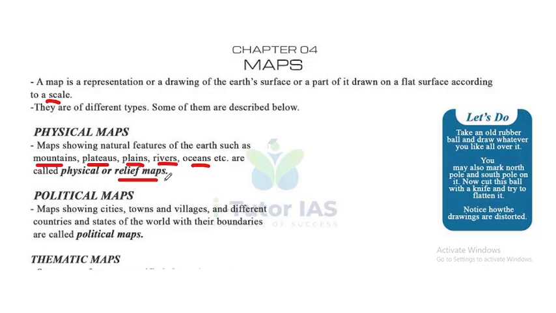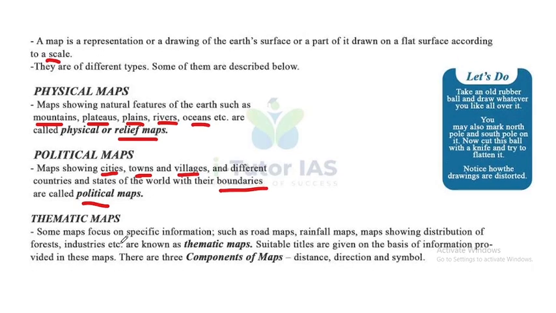Now the second one is political maps. Maps showing cities, towns and villages and different countries and states of the world with their boundaries are called political maps. So what are political maps? Those maps showing cities, towns, villages, different countries, states, and also their boundaries are called political maps. We already discussed physical maps and political maps.